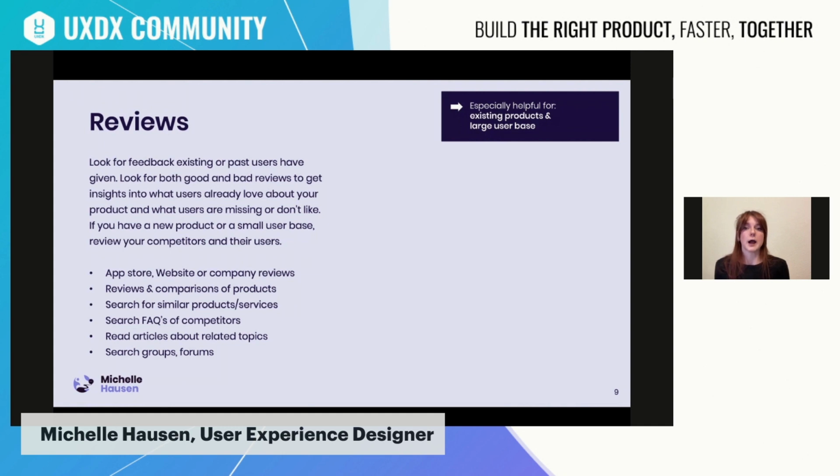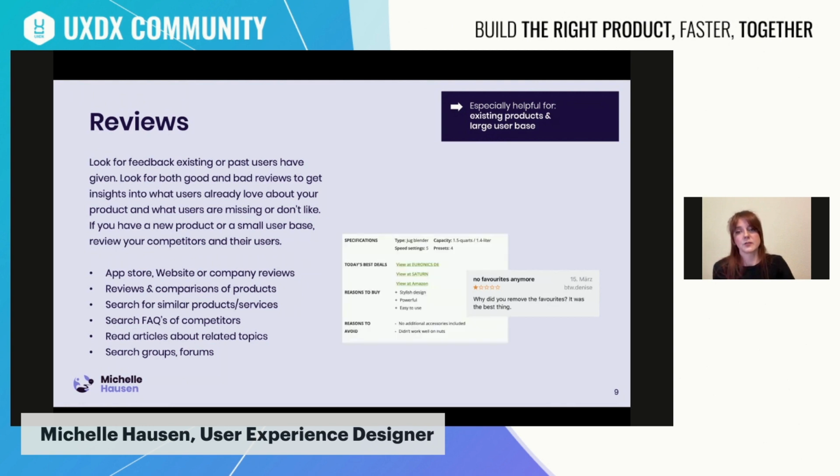Of course, if you already have a product and a larger user base, it's super easy for you. Use all the feedback you can get or that you already got from past users, and make sure you look at both the good and the bad reviews, because that will give you an idea of what people already like about your product and what they don't like. So, with an existing product, you could find reviews on app stores, websites, or company reviews. Another one would be to look for product reviews on Google or even comparisons.